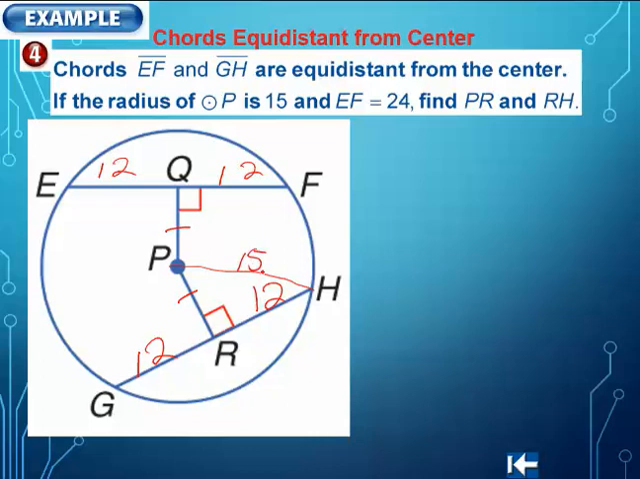Is this a Pythagorean triple? I'm multiplying here 5 times 3. Here is 4 times 3. So this one's going to be 3 times 3, which is 9. So PR is 9. And RH is 12. PR equals 9. RH equals 12.